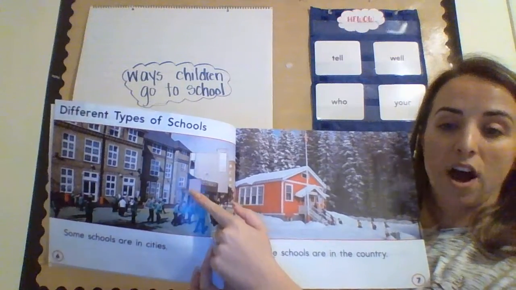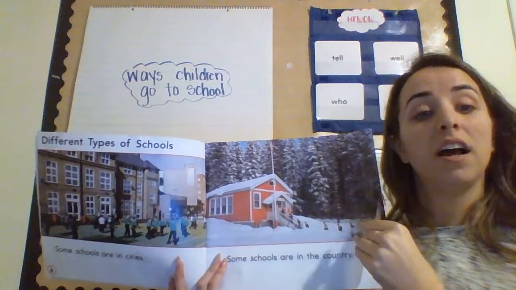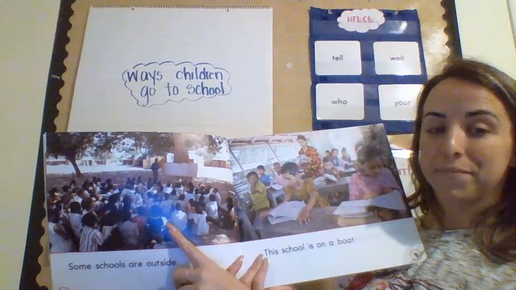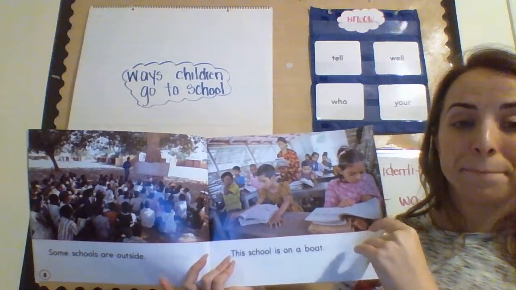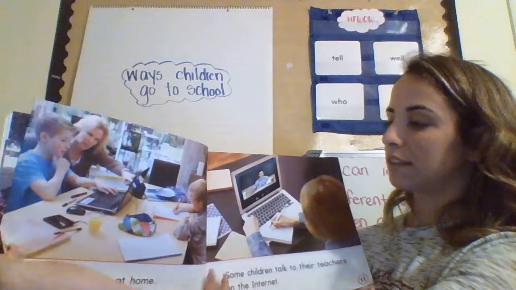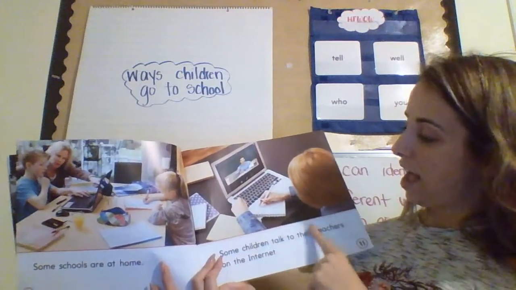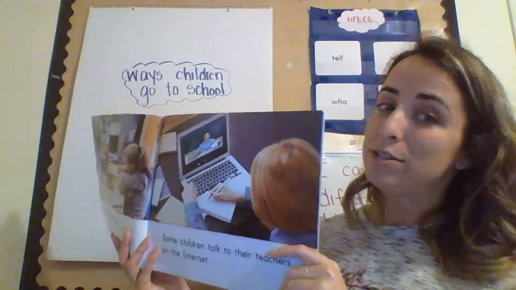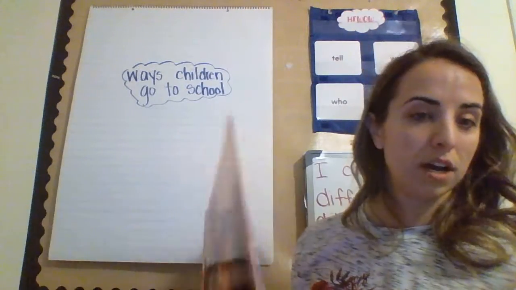Some schools are in the city. Some schools are in the country. Some schools are outside. And this school is on a boat. Some schools are at home. And some children talk to their teachers on the internet, kind of like you're doing now. I can't hear you talk back, but you can hear me. Okay? All right, so that's what we're thinking about today. Identifying ways that children go to school.